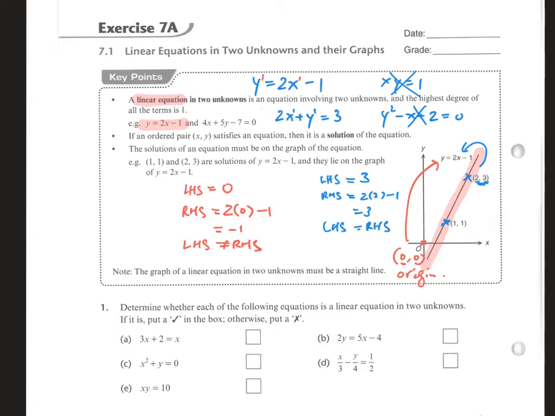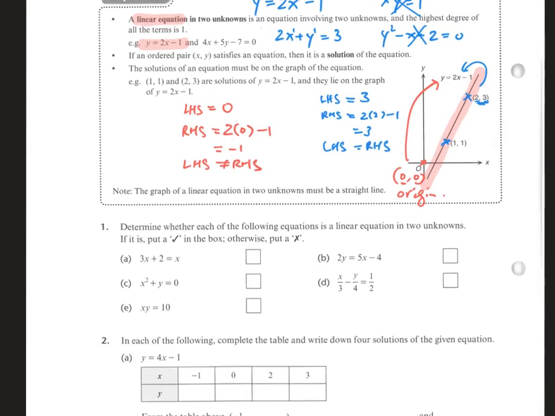Coming up next, we take a look at number 1, in which you determine, that means you decide, whether it is a linear equation in two unknowns or not. For example, A is definitely no, because you have only one unknown. When you simplify it, it's just 2x + 2 = 0. So that's why it's a no.